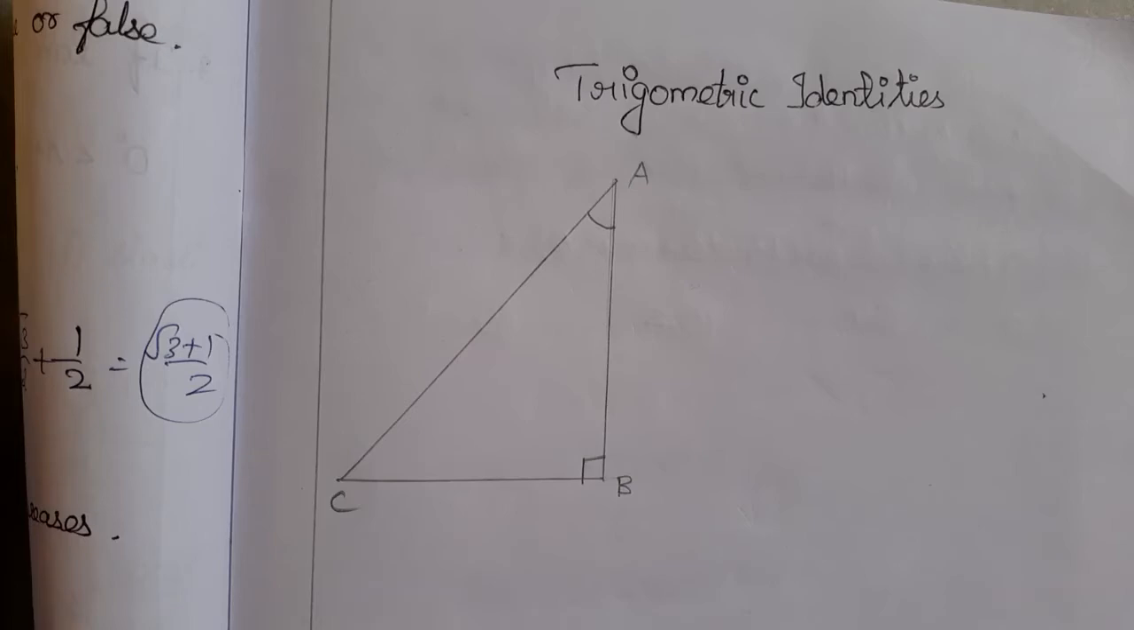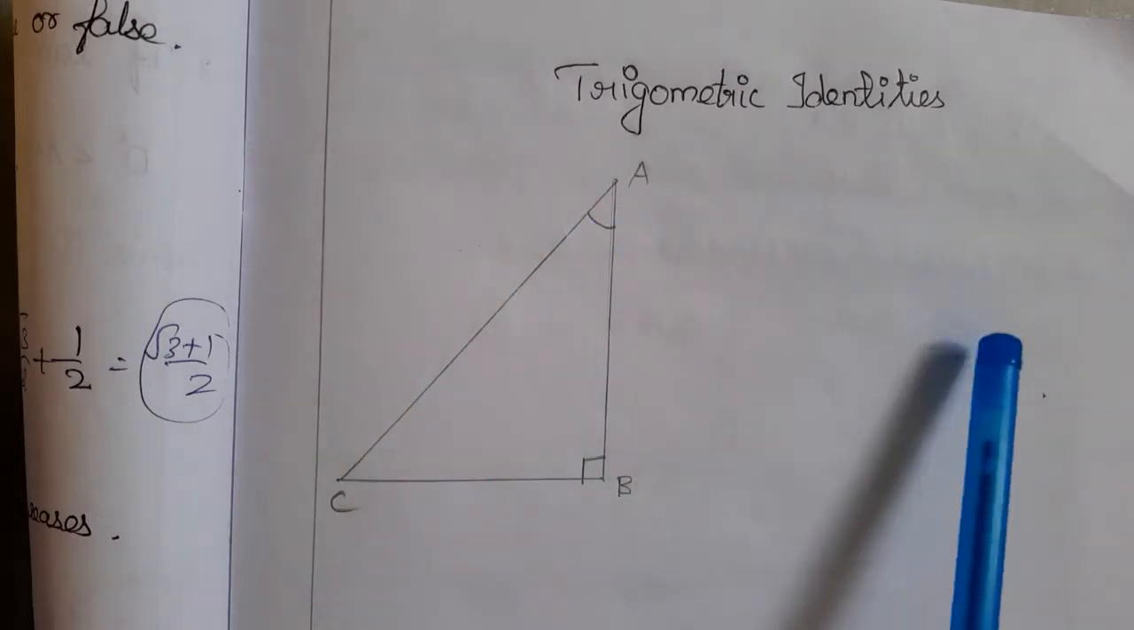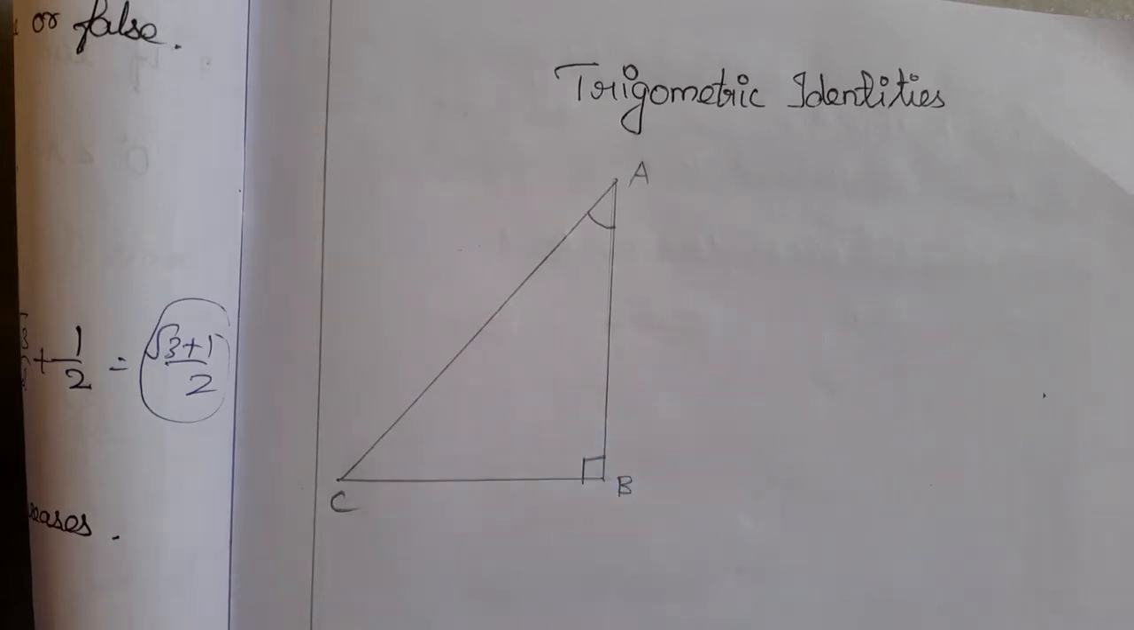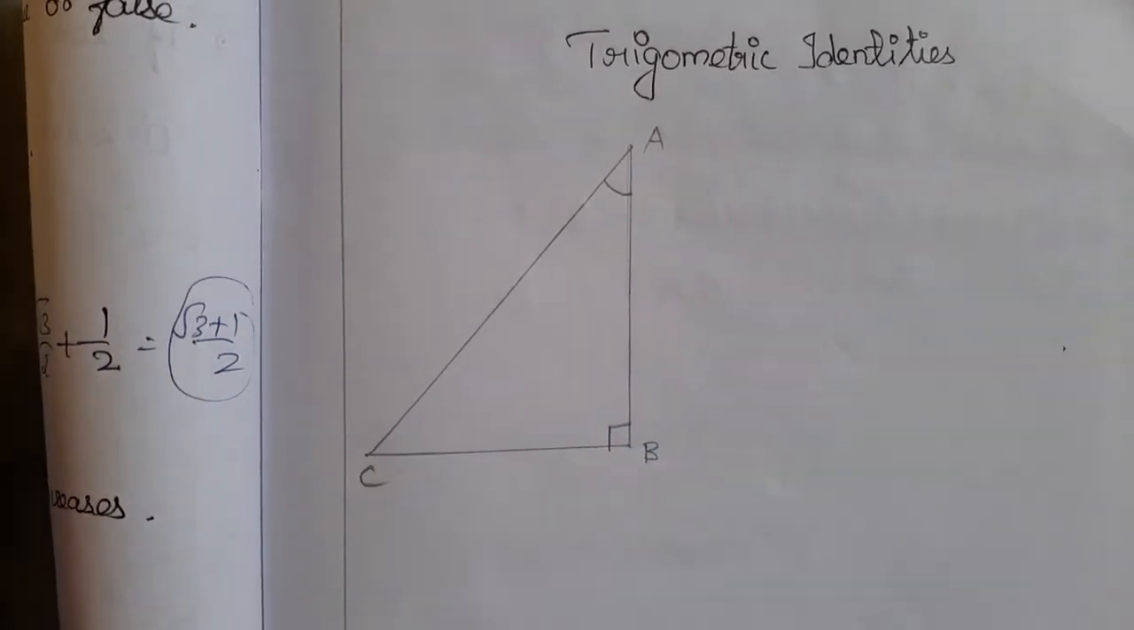So hi students, today we are going to learn about trigonometric identities. These identities are derived from this right angle triangle. We already know the trigonometric ratios. So now we are going to compare those ratios also with here, and we are going to form trigonometric identities.